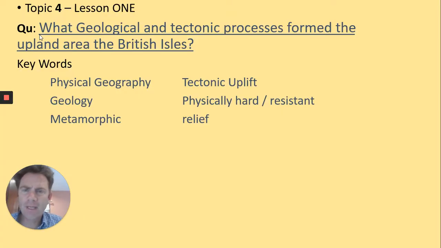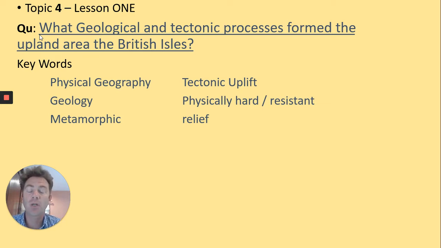Hello. Right, the examiner wants you to know how geology made some parts of Britain. Today we're going to be looking at the upland areas. The upland areas are high up in the air, uplands. They're physically strong rocks, that's why they're still up. So today we're just looking at tectonics and the upland areas.